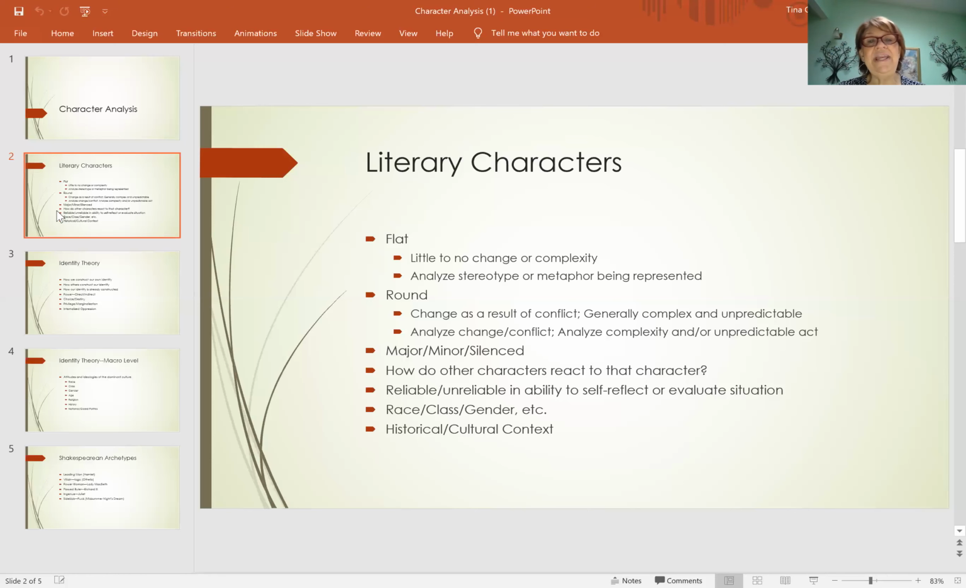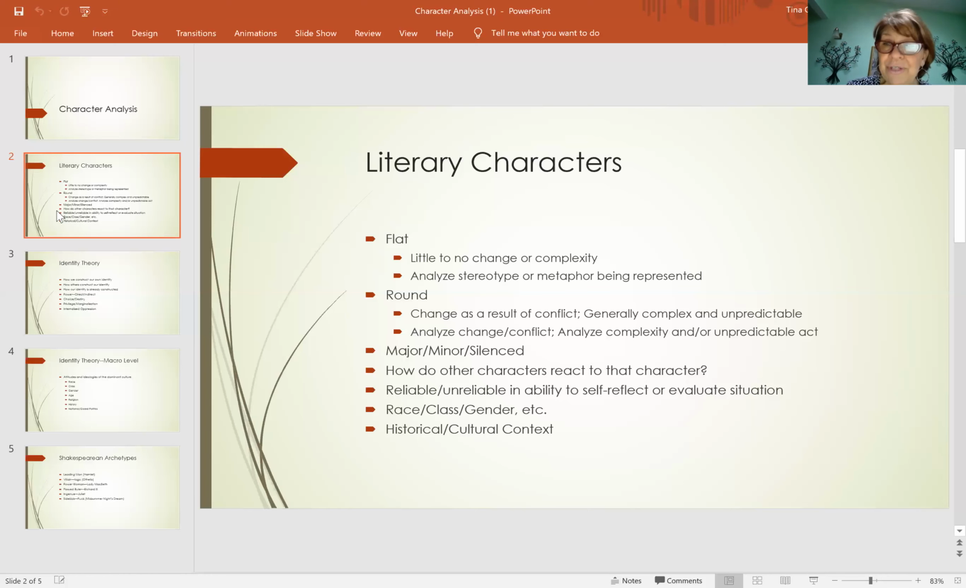But if we were looking at a flat character, once we have identified the character as flat, what we would be looking at is what kind of stereotype is being represented here, or what kind of metaphor is being represented, and analyze the impact of that stereotype or that metaphor. What is being said about that stereotype? What is being said about that metaphor? And then begin to use that to help us understand the overall play.